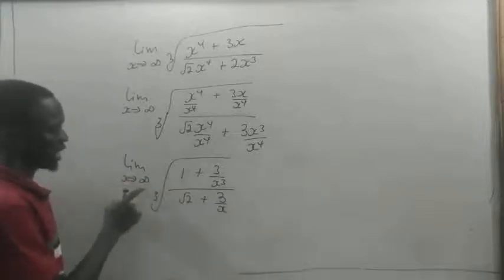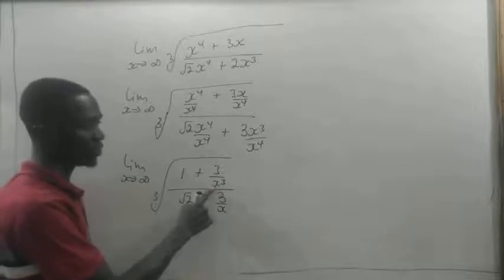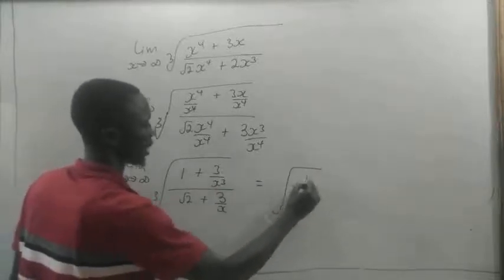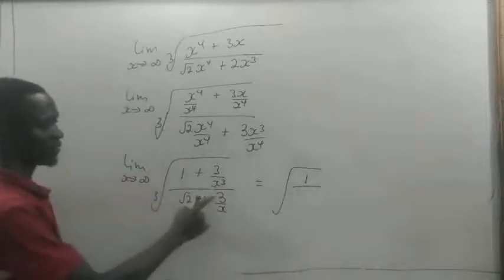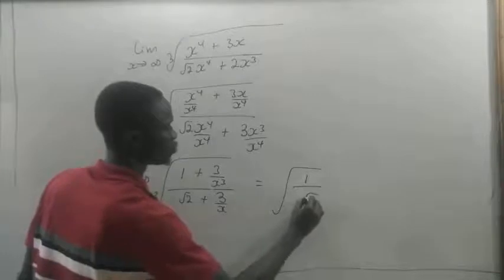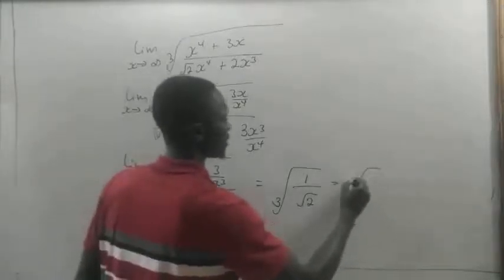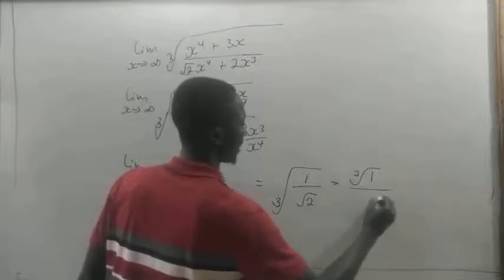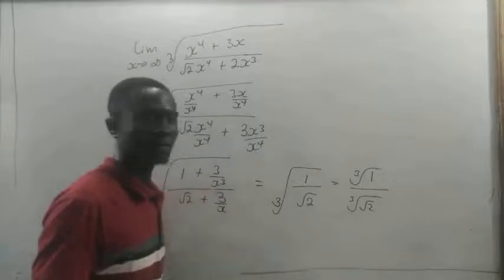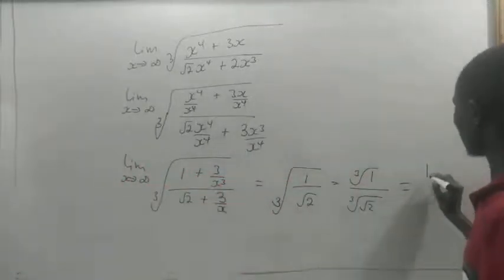Now as x approaches infinity, 3 divided by infinity cubed will be 0. So we are going to have the numerator to be 1. Divided by 3 divided by infinity will be 0. So this is root 2. Wow. So this is the same as the cube root of 1 divided by the cube root of root 2. Wow. Lovely mathematics. Cube root of 1 is 1.